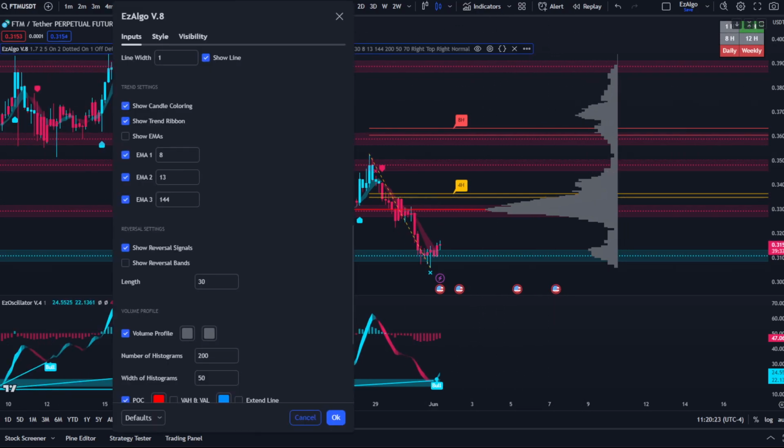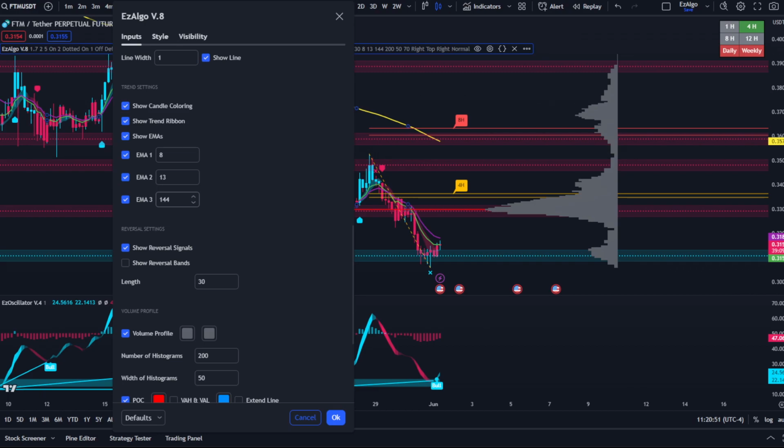All right, next we have the EMAs. So we have this toggled off by default. I have toggled on the 8, 13, and 144 EMAs. These are my favorite EMAs for dictating trend. Usually you'll use this on a little bit of a lower time frame if you're scalping. And the 144 is self-explanatory. That's one of my favorite EMAs to use.